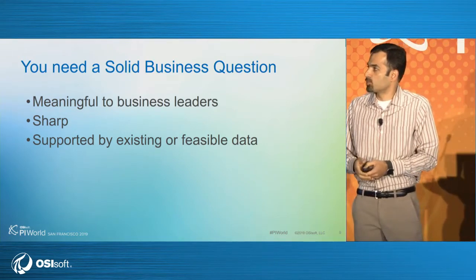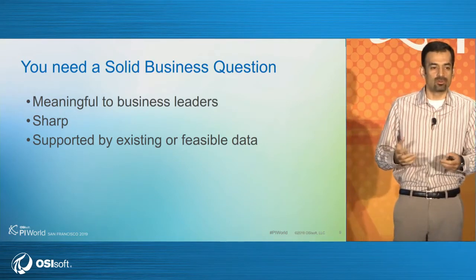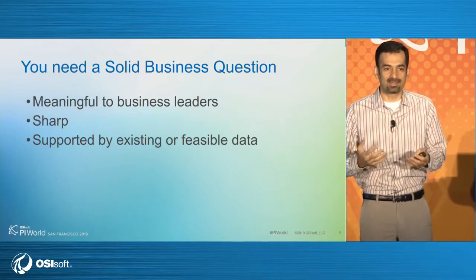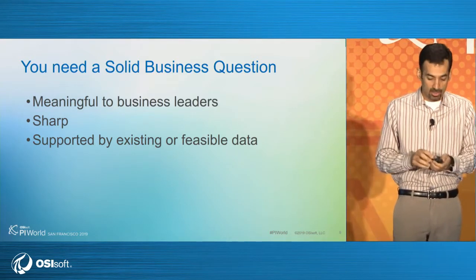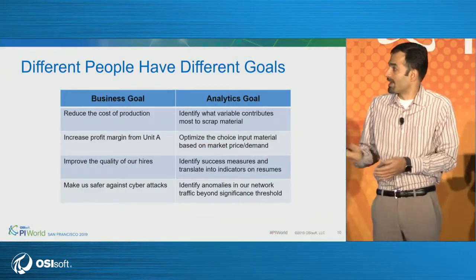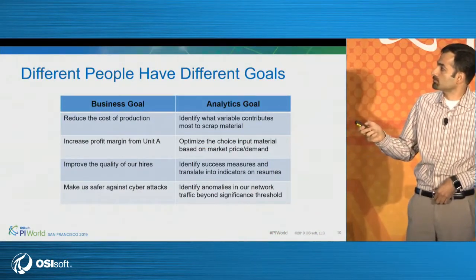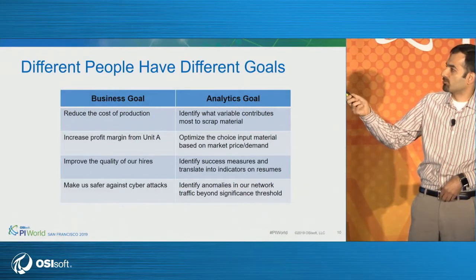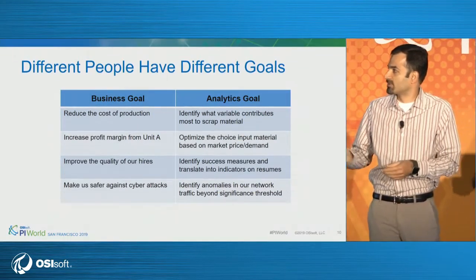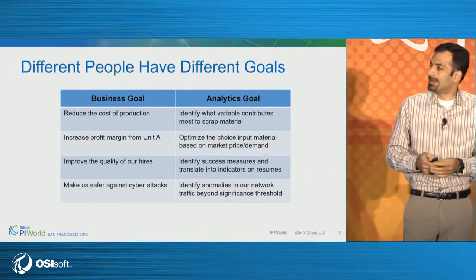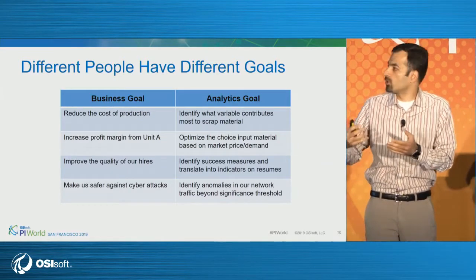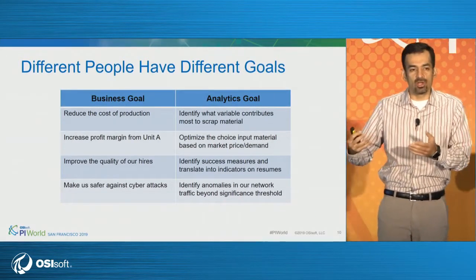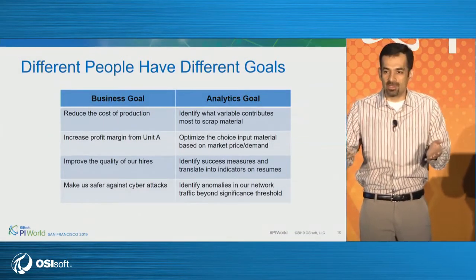The other important one is the second bullet. You want your question to be sharp, and that's different from the goodness of the question. There are some good questions that are not sharp enough. For example, reduce the cost of production. That's a business goal, right? You may want to have it a little bit sharper. You want to say, okay, so cost of production where, what are the parameters?